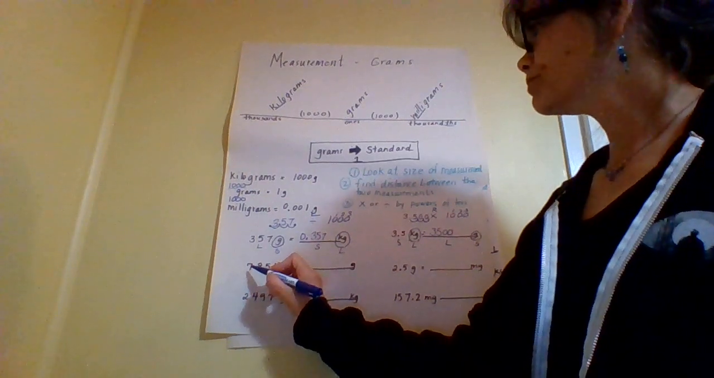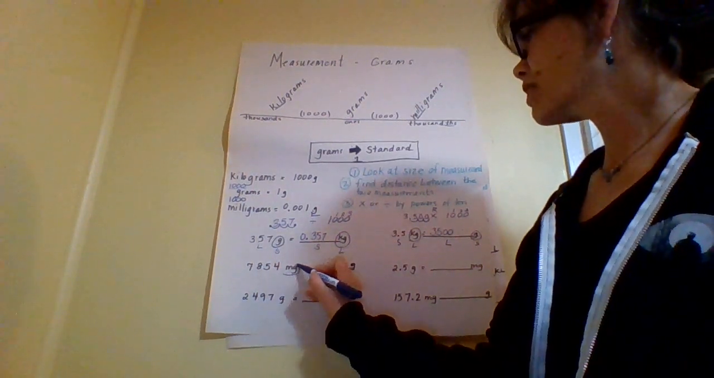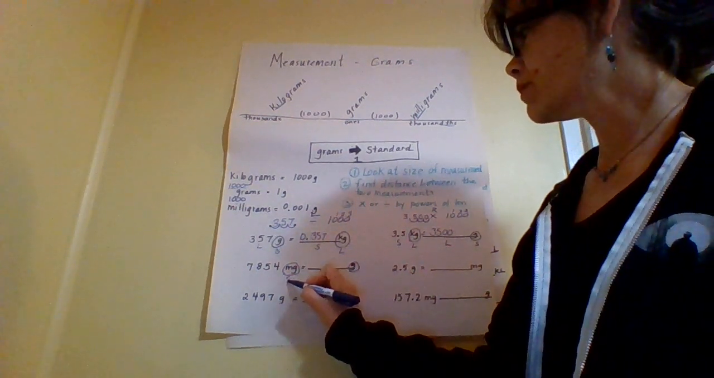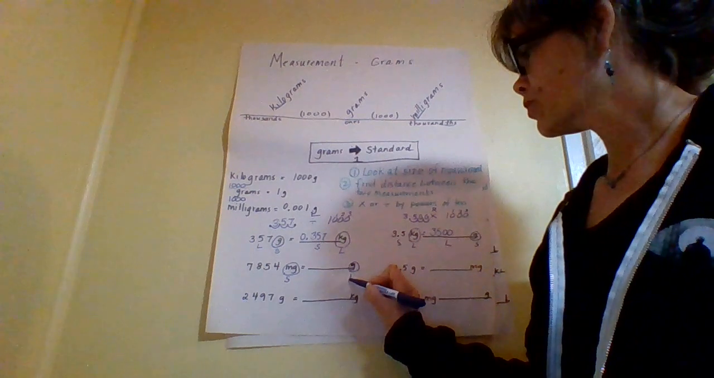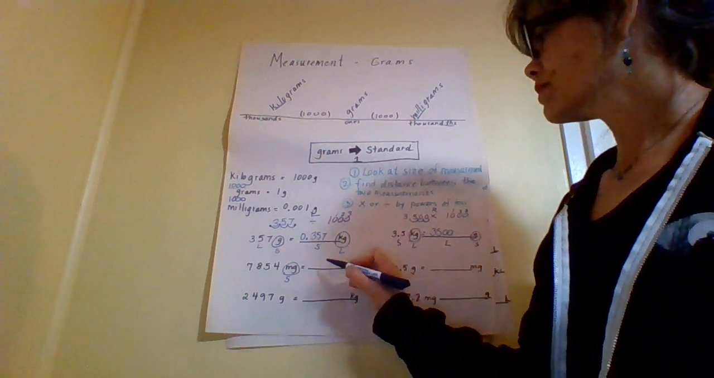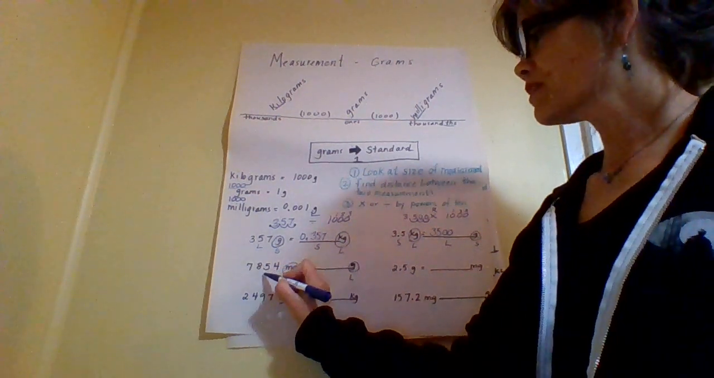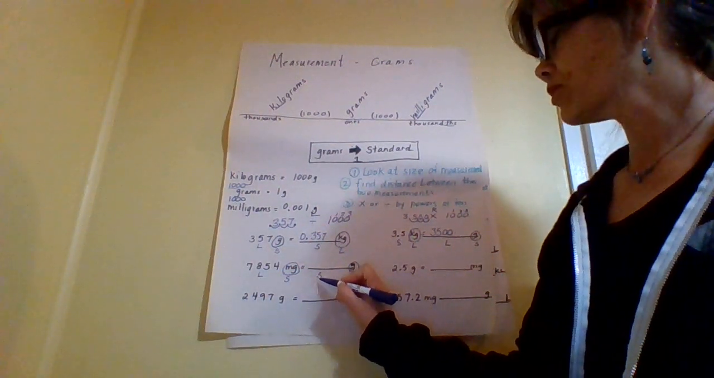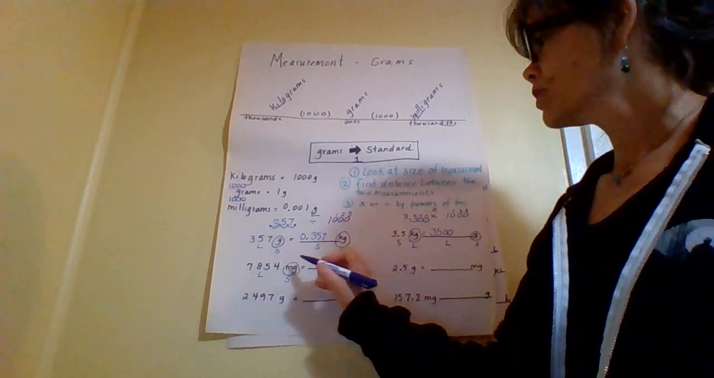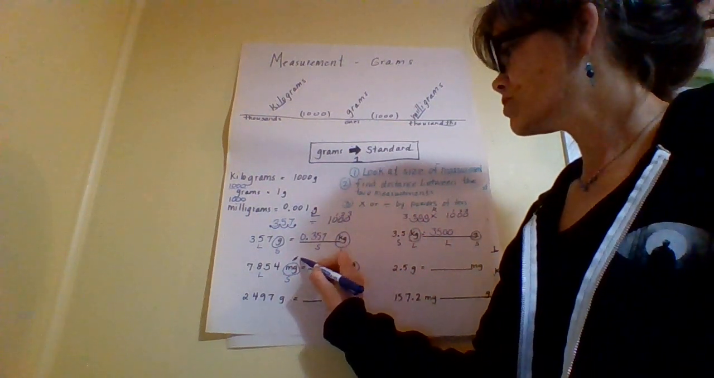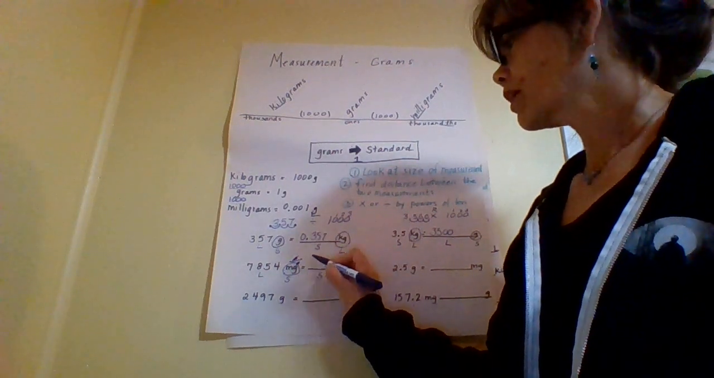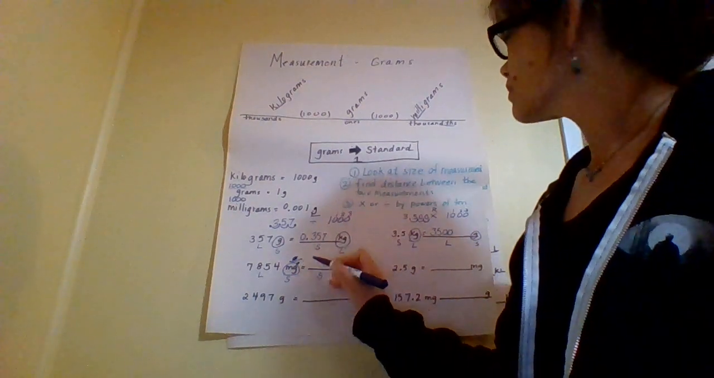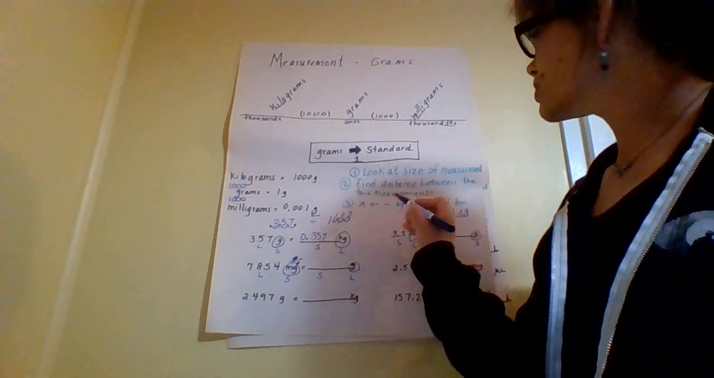Okay, next problem. Start by looking at the measurement. This time we're going from milligrams to grams. Milligrams are the smaller measurement, grams are the larger measurement. And that means that this number is large, so this number is going to be smaller. And so we are going to divide, and we're going to divide by the distance between the two measurements.